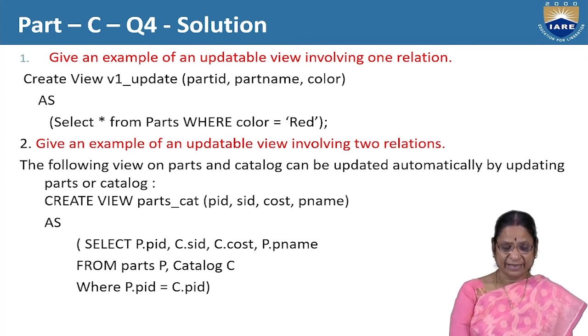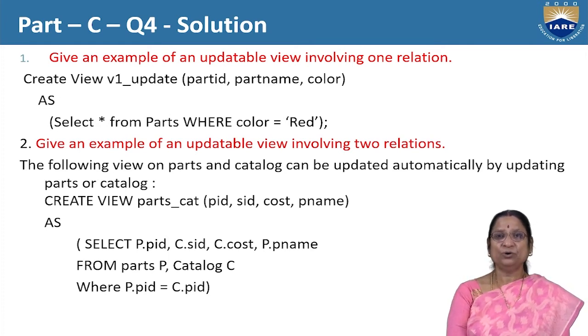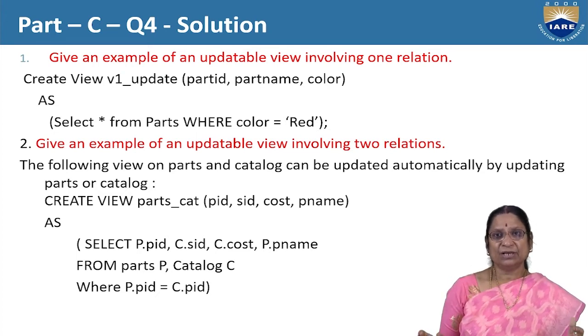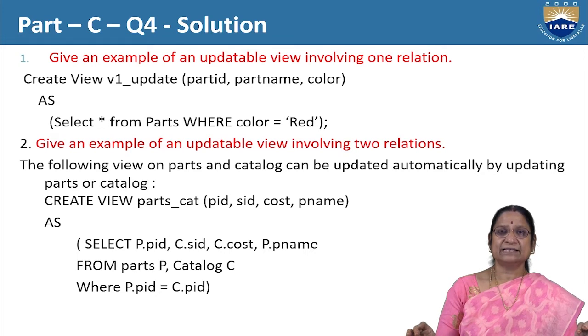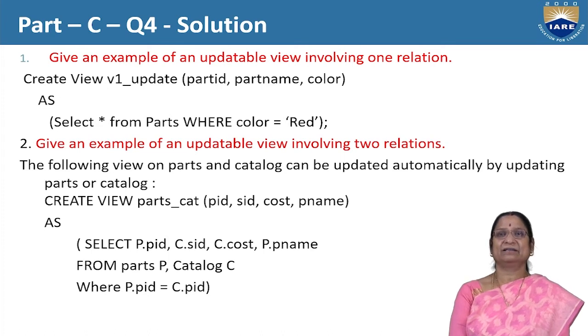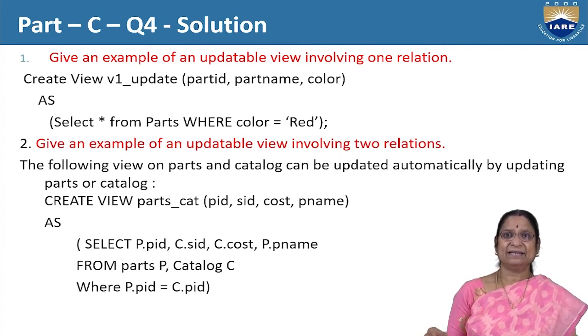For example, we are creating a view from two relations, parts and catalog. And the view consists of the attributes part ID as well as supplier ID, cost as well as part name. So based upon this cost and the respective part details, along with that who supplied that particular part. So that's why part ID and SID, both are available. So two relations are there. Parts is P, catalog is C.